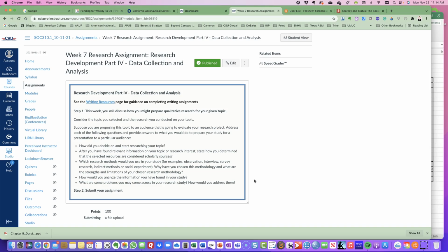And then how would you analyze the information that you found in your study? Typically, you're going to do some type of statistical analysis, whether it's regressions, whether it's structural equation modeling, whether it's multiple regressions, whether it's a time series. So that's how you typically try to analyze the information, is through some type of statistical inference. And then what are some problems that you may come across in your research study? How would you address them? So make sure you're answering all of these within your data collection and analysis.